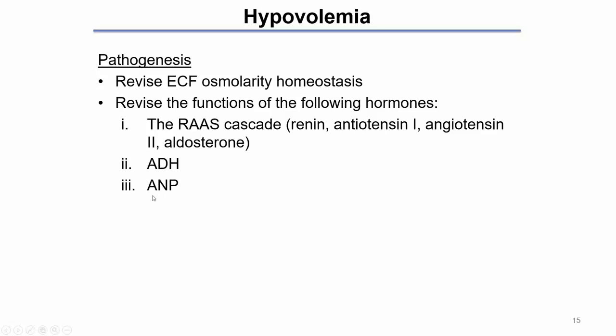And lastly, in cases of, in this case, hypervolemia, you have ANP or atrial natriuretic peptide being released. So make sure that you understand its function. Essentially, it reduces sodium reabsorption in the kidneys, and thereby less water is reabsorbed as well, and you have more water excretion, so increased urine production occurs, fluid levels will decrease. So that's all the pathogenesis, essentially.